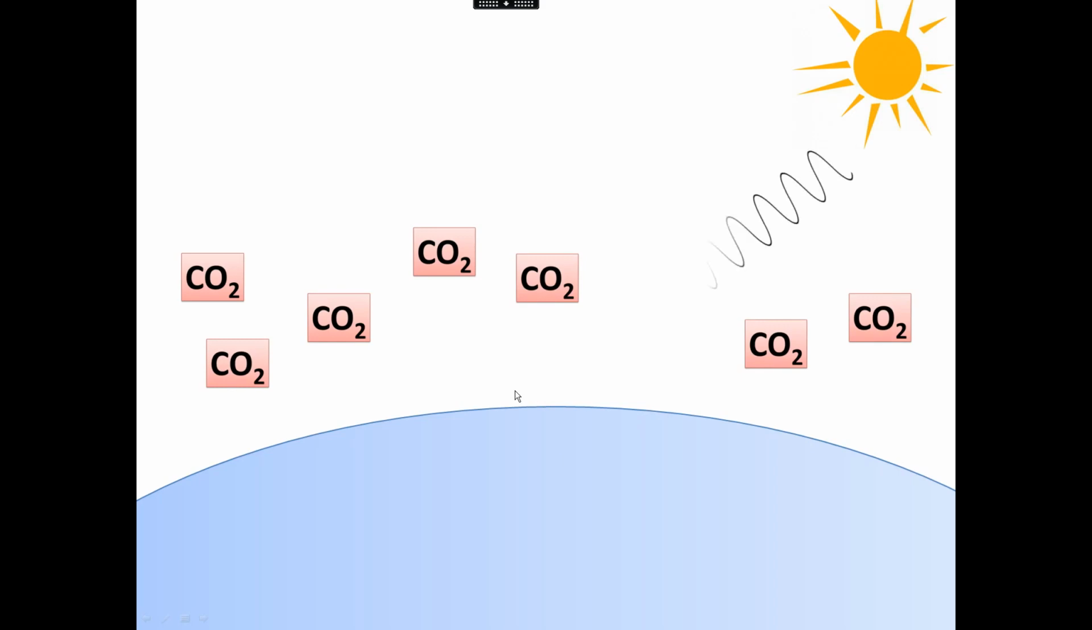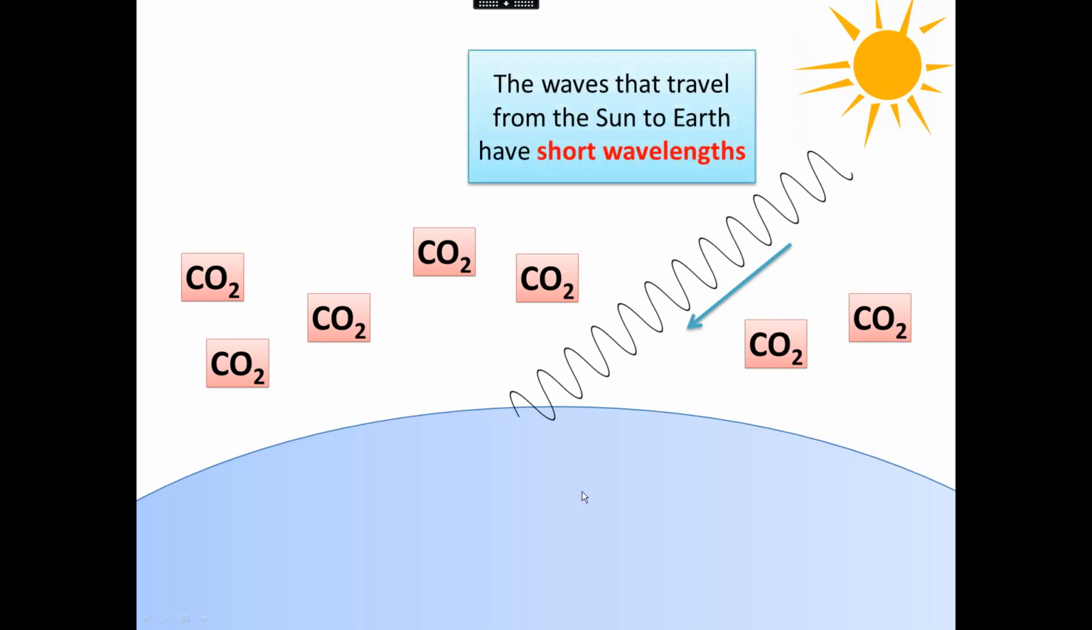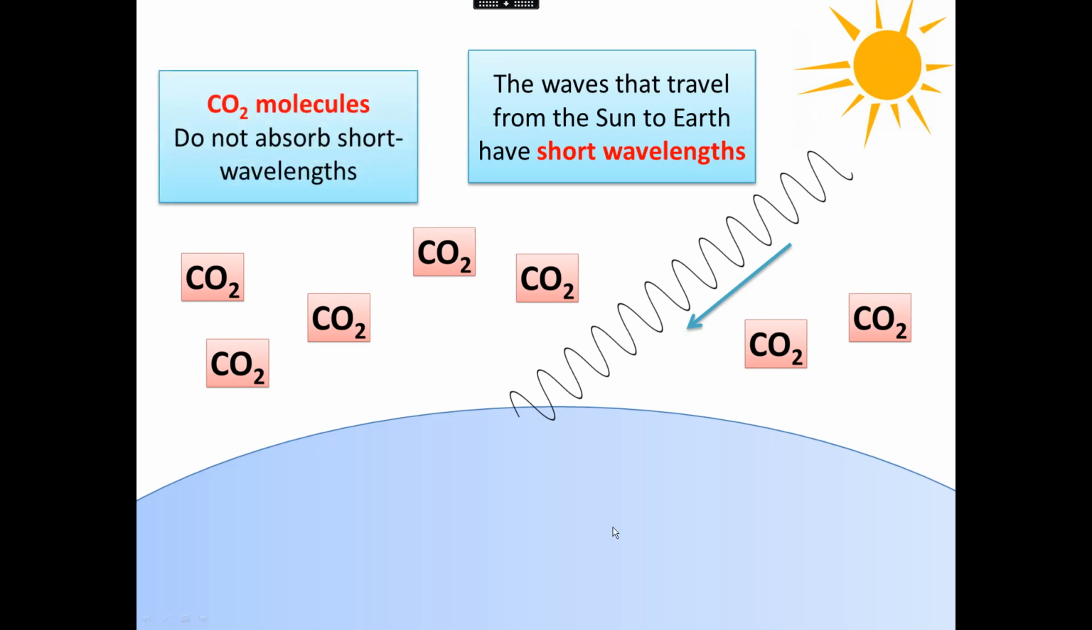Now, when waves travel from the sun, there's a whole mixture of waves that travel. And those waves have short wavelengths. It's not specifically infrared, so it doesn't get absorbed by carbon dioxide on the way down from the sun. So the sun's waves travel through the atmosphere down to the surface of the Earth. The short wavelengths do not get absorbed. Okay, so the carbon dioxide and the other greenhouse gases do not immediately absorb the waves from the sun because the waves from the sun have short wavelengths that do not get absorbed by CO2.